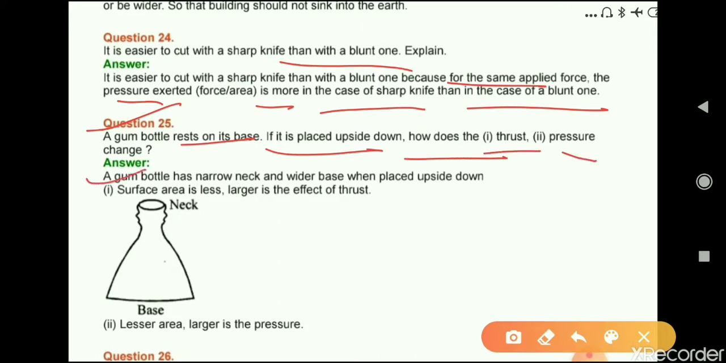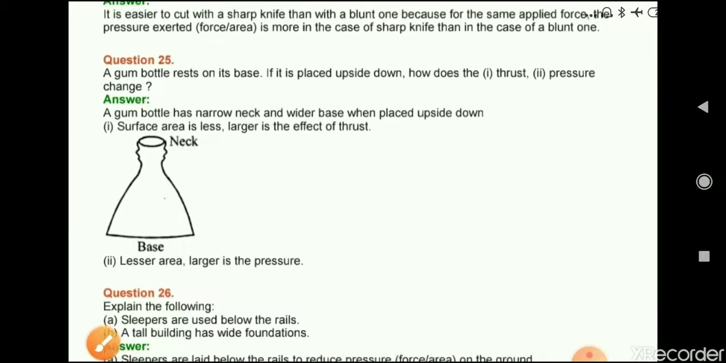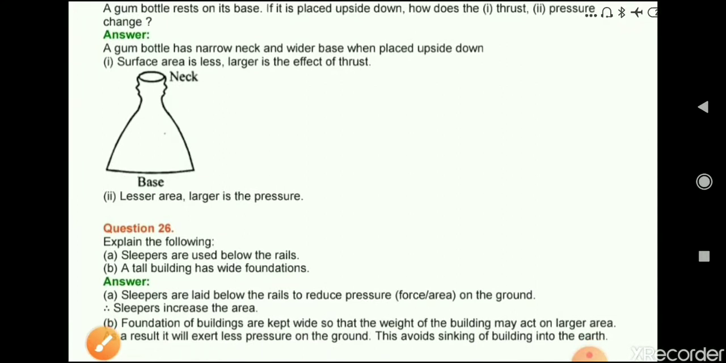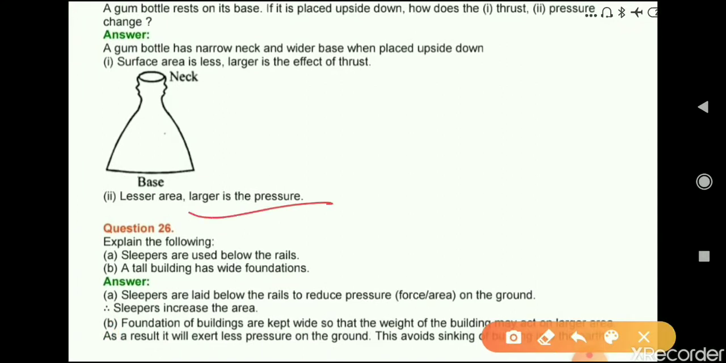A gum bottle has a narrow neck and a wider base. When placed upside down, first, the surface area is larger, so the effect of thrust is less. Second, the area is lesser in the second case, so the pressure is larger.